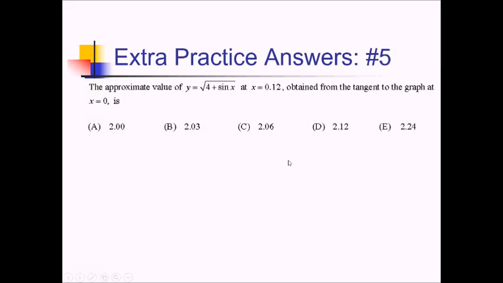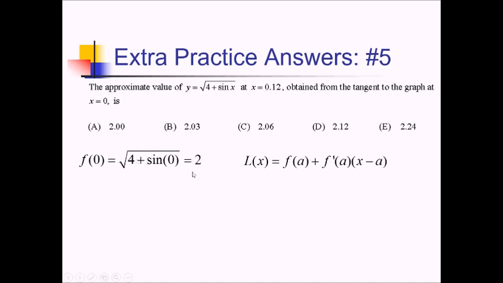For this problem, we're trying to approximate y equals radical 4 plus sine of x at 0.12 using a tangent to the graph at x equals 0. So let's use our linearization formula. That's L of x equals f of a plus f prime of a times x minus a. F of a in this case means f of 0. So that's going to be the square root of 4 plus sine of 0. And let's see here. Sine of 0 is just 0, so this is the square root of 4, which is 2. And now we also need f prime of 0, but first we need f prime.